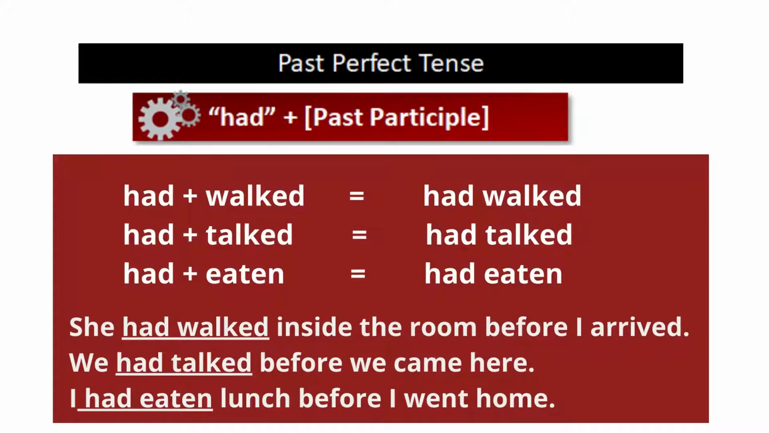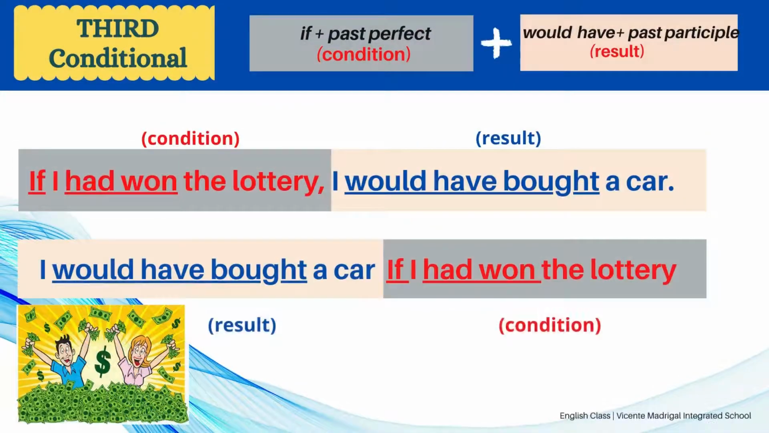She had walked inside the room before I arrived. We had talked before we came here. I had eaten lunch before I went home. Is that understood? I hope so. Let's have an example for third conditional.